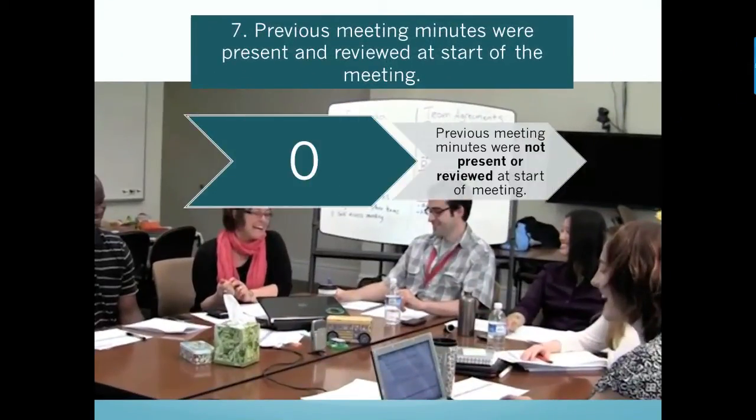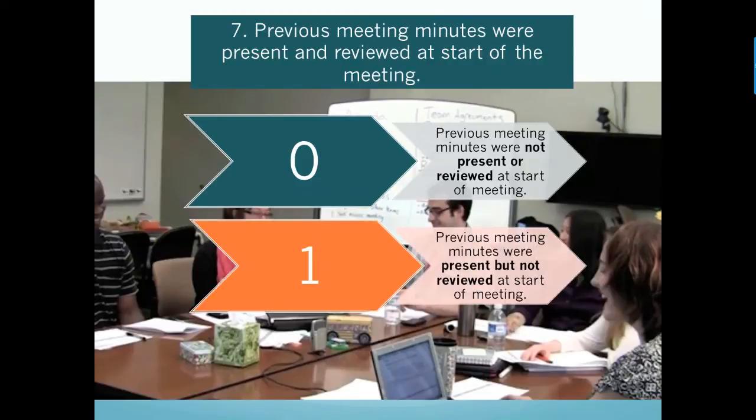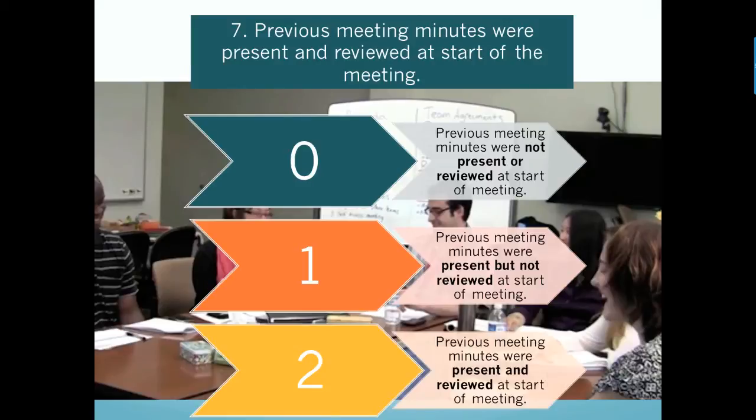Now let's look at our scoring. A 0 is going to reflect that the previous meeting minutes were not even available or reviewed. A score of 1 is going to mean that the previous meeting minutes were available, but they were not reviewed at the start of the meeting. And a score of 2 is that they were present and reviewed at the start of the meeting.